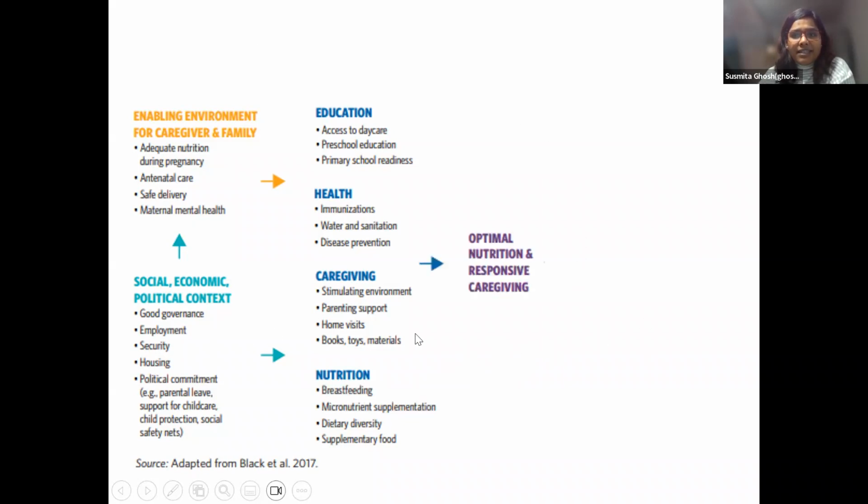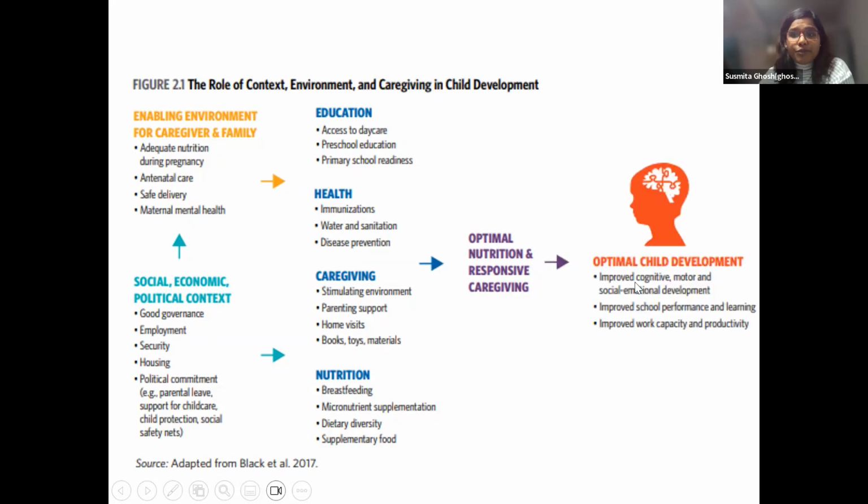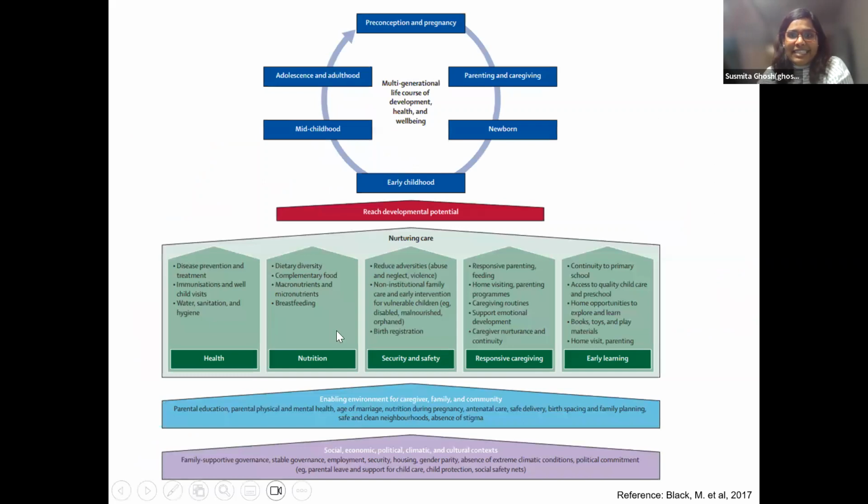All these factors can lead to optimal nutrition and responsive caregiving, which can then help to get optimal childhood development, such as better cognitive and motor development, better academic performance, and improved work capacity and productivity of an individual. So this is the whole conceptual framework that I have been showing in my previous slide in a simplified version.